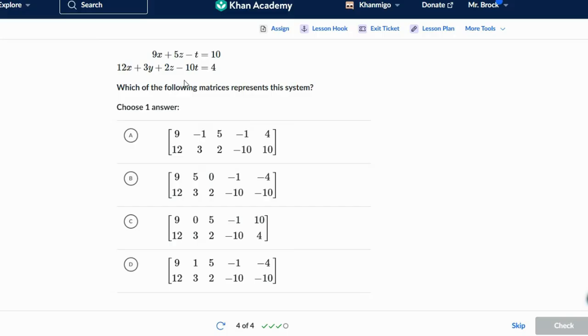Summer's going to nail this assignment. She's got it. She's got to figure it out. What's missing? The y is missing. We do not have a y. 9x plus 5z minus t. Y is the second column. Looking at the second equation, x, y, z, t. So the second column of row 1 should have a 0. All these others have a y. Negative 1y, 5y, 1y.